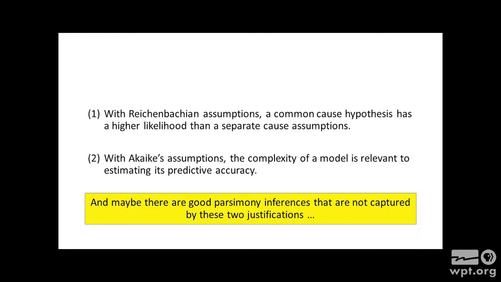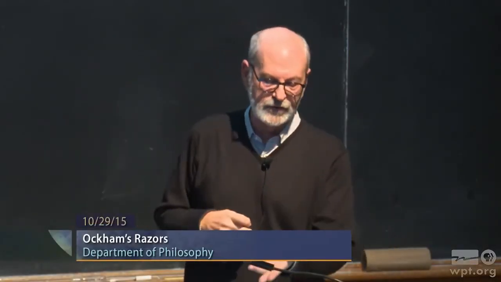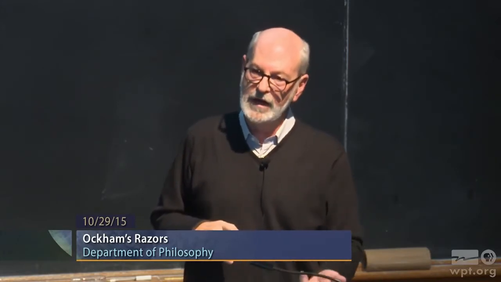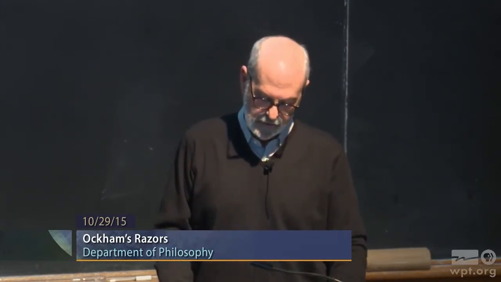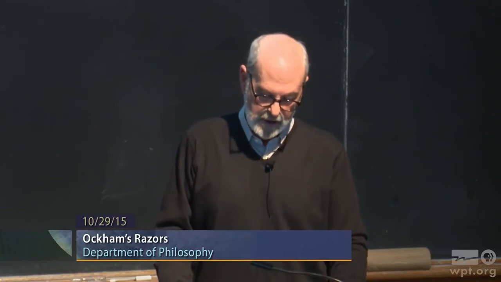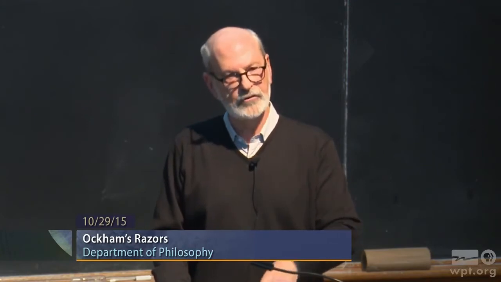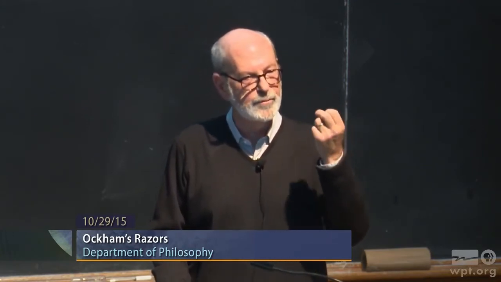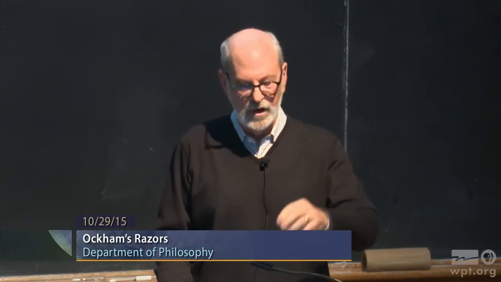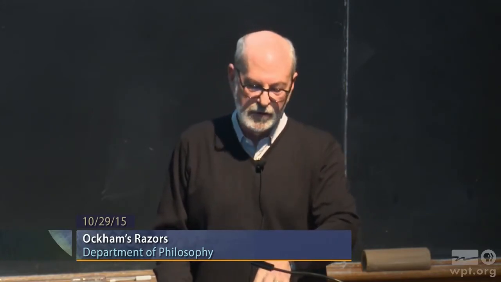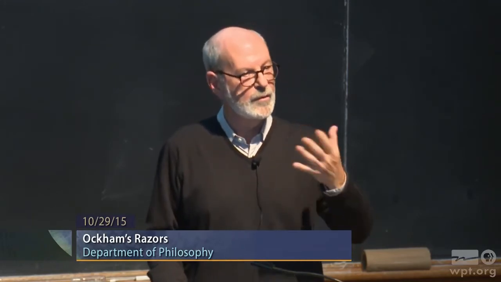And the other thing I want you to notice about this is I've never said that these are the only two possible justifications for parsimony. Maybe there are other ways to justify Occam's razor beyond the Reichenbach likelihood story and the Akaike story about predictive accuracy. And that leads me to want to speculate a little bit about this last possibility. Maybe there are examples of good parsimony arguments in science which cannot be captured either in the first way or the second way. So in closing, I want to describe an example that might be of that sort.